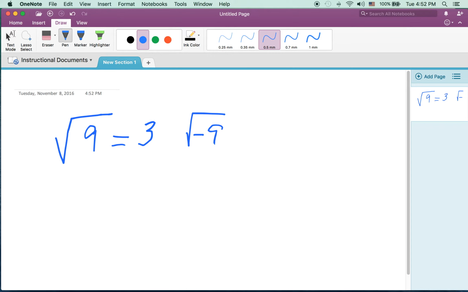If I want to take the square root of negative 9, there is no such number that if I multiplied it by itself would give you negative 9.